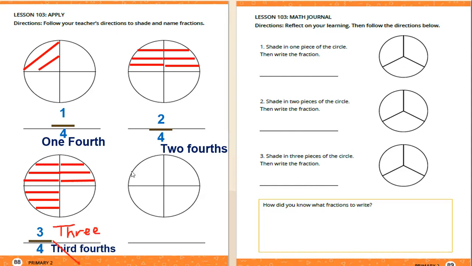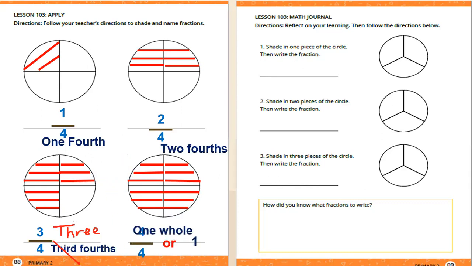The next one, we have 4 colored parts. The colored parts out of the total number of parts are 4/4. Bravo, or 1 whole. 4/4 equals 1 whole. Excellent, my dear students. Bravo.